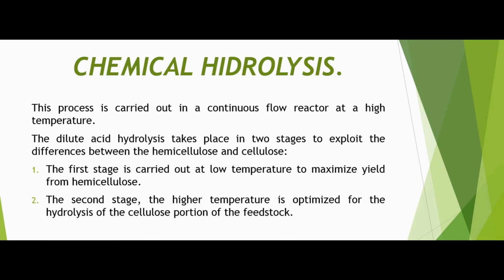Chemical hydrolysis. This process is carried out in a condensed flow reactor at a high temperature. The dilute acid hydrolysis stage exploits the difference between the hemicellulose and cellulose. The first stage is carried out at low temperature to maximize yield from hemicellulose. The second stage, at a higher temperature, is optimized for the hydrolysis of the cellulose portion of the feedstock.